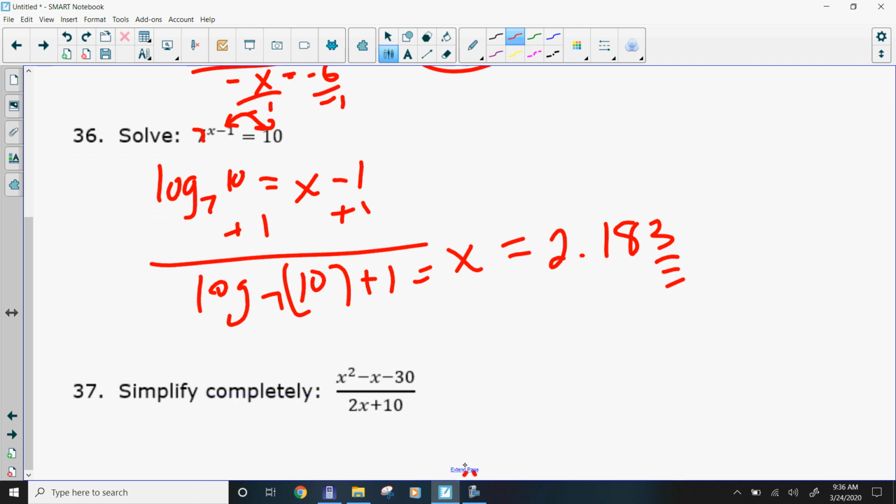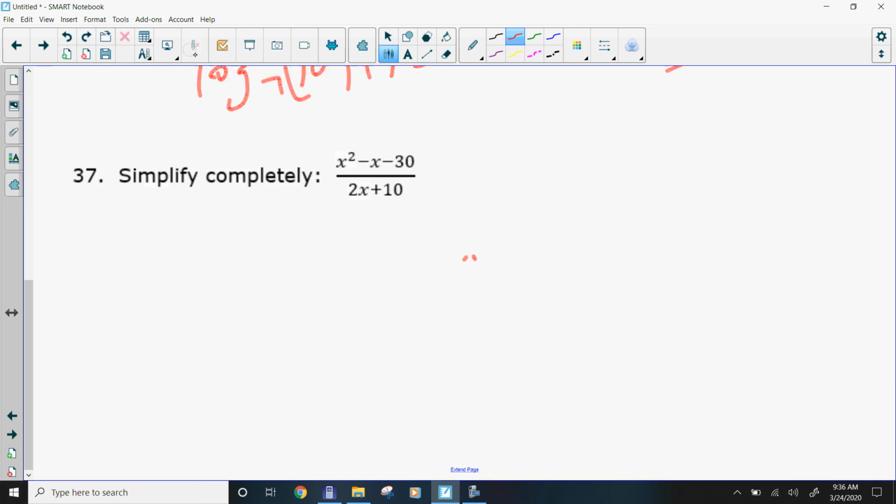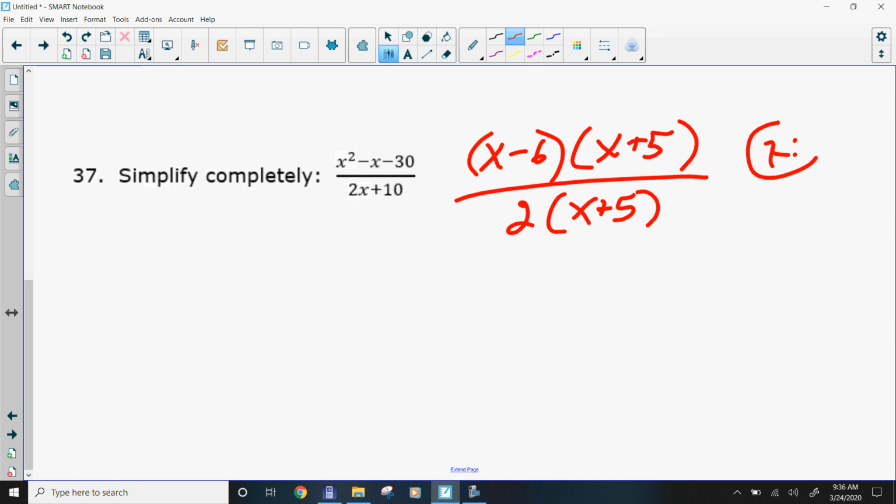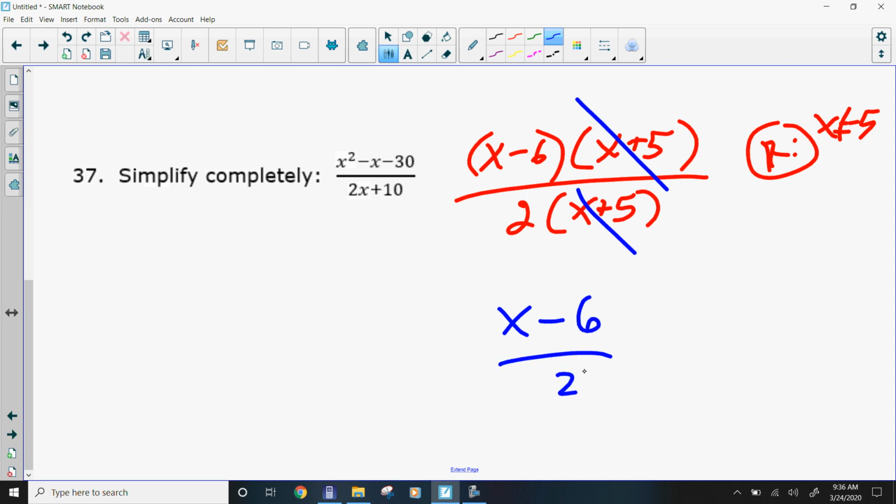And then finally, the last one says to simplify. This is all just factor and cancel type stuff. So the top one looks like a simple ABC. Two numbers that multiply to 30 and add to 1, so I think it's 6 and 5. It's got to be a negative, so that makes it a negative 6 and a plus 5. And at the bottom, you have a GCF of 2. So my restrictions here: x cannot equal negative 5. Negative 5 isn't in the domain. Now that we've got the restrictions, we can cancel this. So the final answer is just x minus 6 over 2.